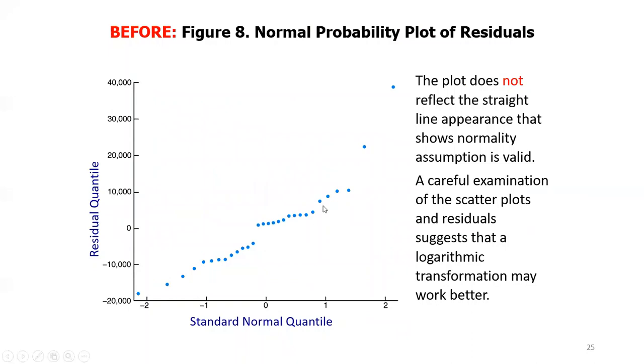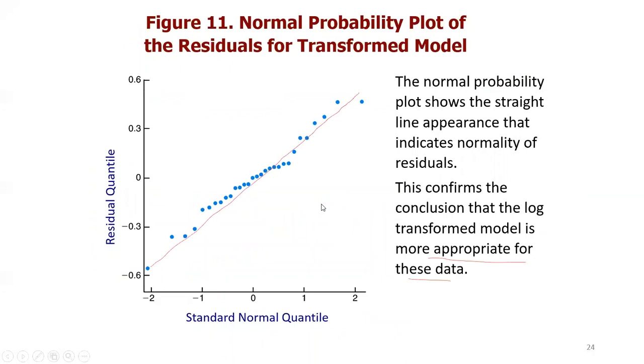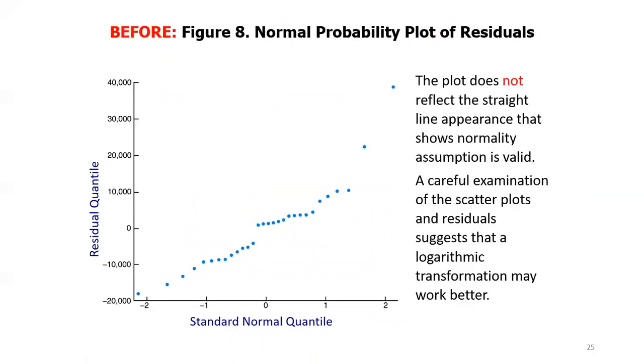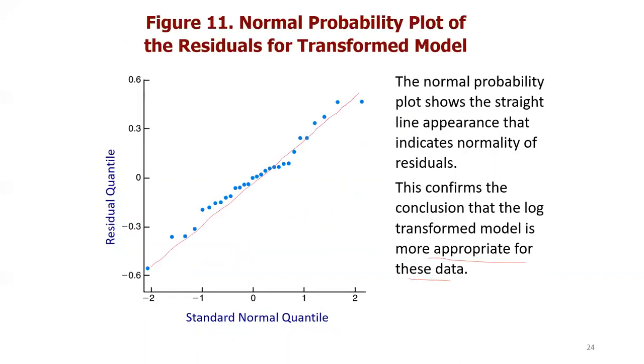So this was the previous one. Just compare it with this one. This is the transformed model. This is the original model. If you compare both of them, you see that the original model is not as good as the transformed model.